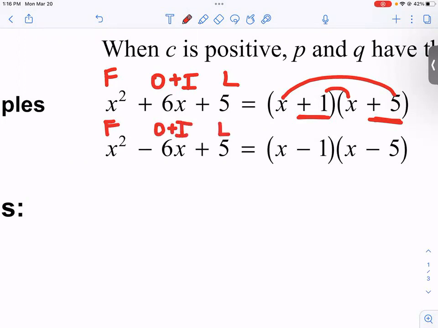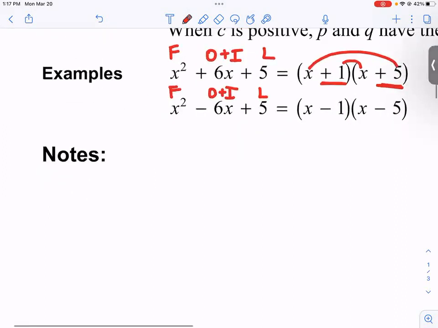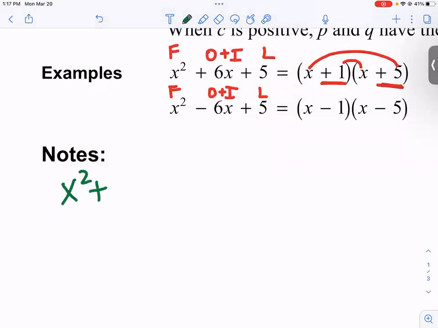Okay. What is nice is when our last term is positive, that means both binomials are going to have the same sign. They're either both going to be positive or they're both going to be negative. So let's just think of this right here. I want you to write this down with me. Write down x squared plus 9x plus 18.